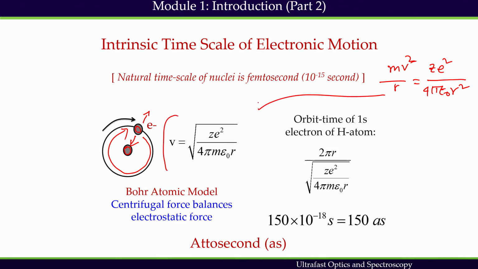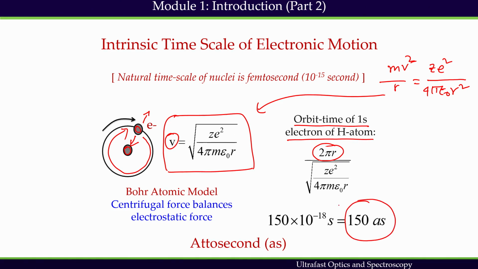Just from this equation I'll be able to get this velocity, and from the velocity, if I know the typical hydrogen atom radius, then I'll be able to find the distance it travels for one orbit. From the distance and the velocity I'll be able to get the orbit time of the 1s electron in the hydrogen atom, and that is given by 150 attoseconds. 150 attoseconds is the orbit time of the 1s electron predicted by the Bohr atomic model.